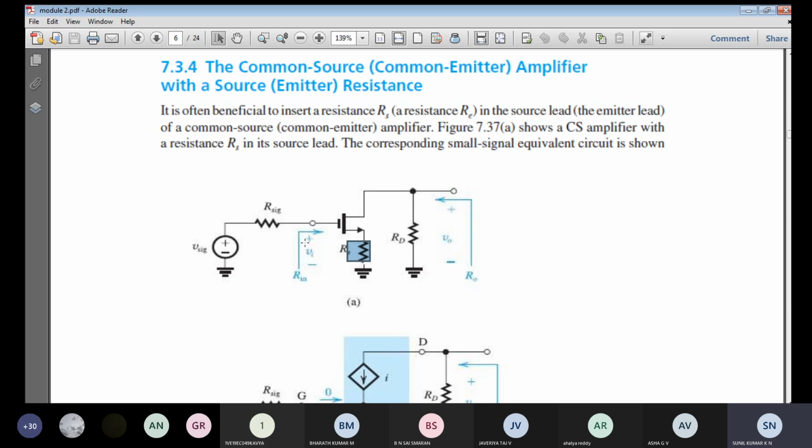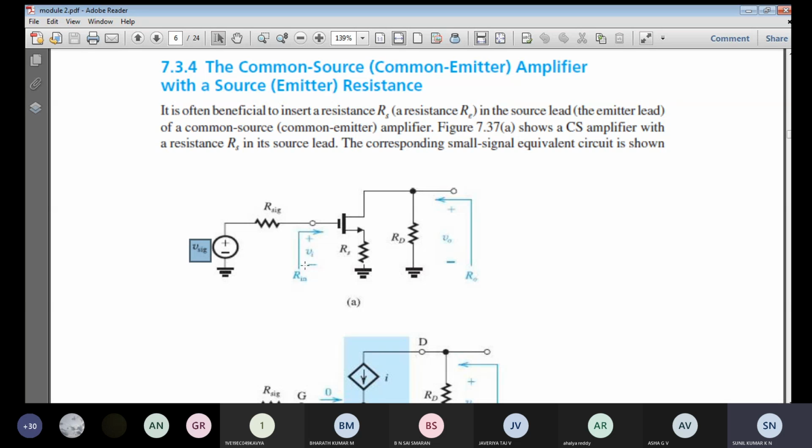So that means the effective input voltage will be equal to the sum of the gate to source voltage plus the source voltage across the source resistance. Whatever the voltage drop across Rs is there, that is Vs, and between gate and source some voltage drop will be there, that is VGS.